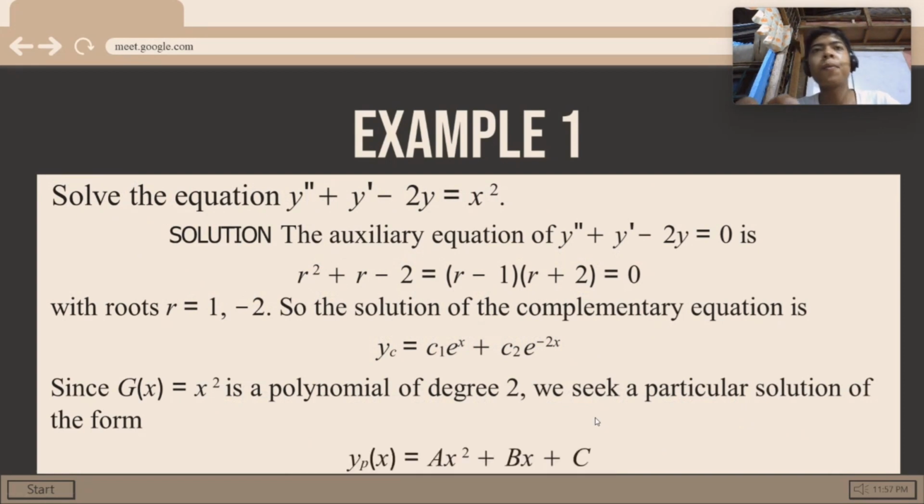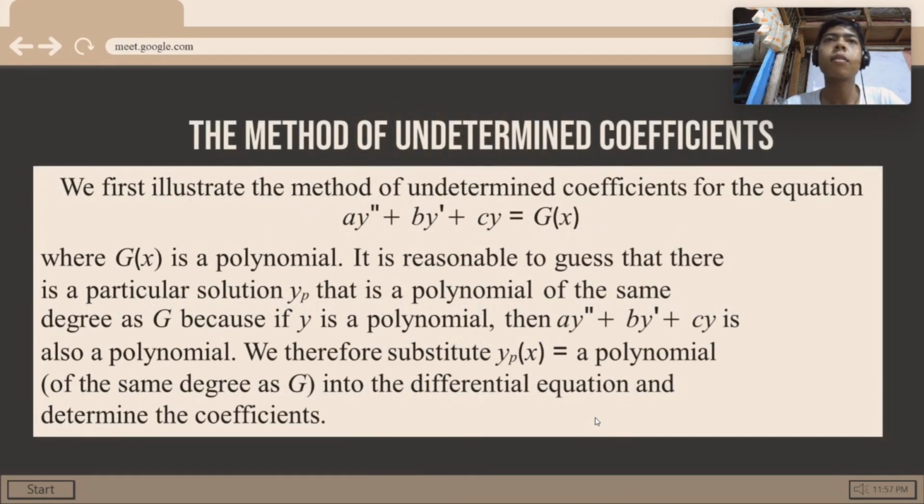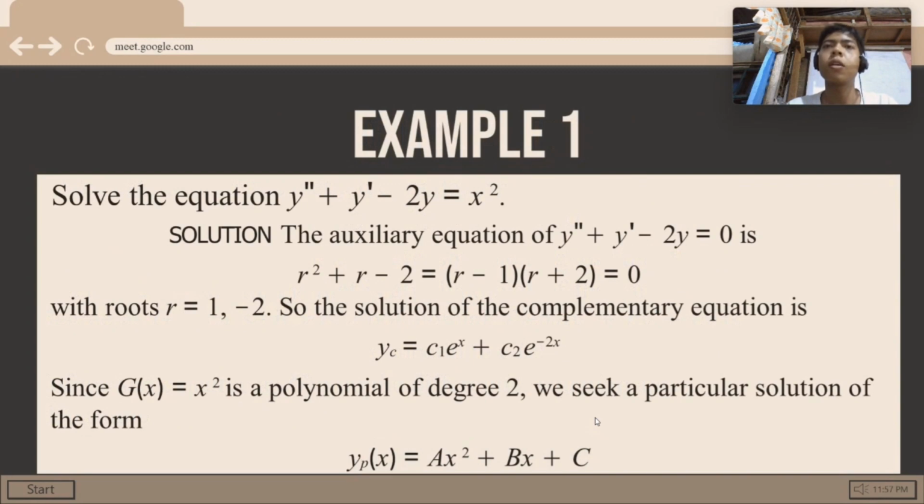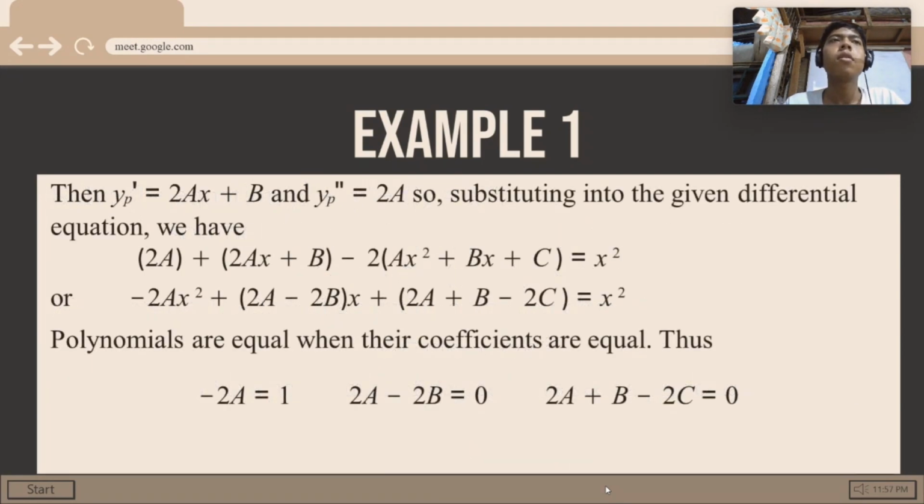of yp. So we have the yc. Remember, let's go back. The general solution is yp of x plus yc of x. So we already have yc. So we're now going to find the yp. It is in the form of ax squared plus bx plus c, the general equation of a quadratic. Then yp prime is equal to 2ax plus b, and yp double prime is equal to 2a.